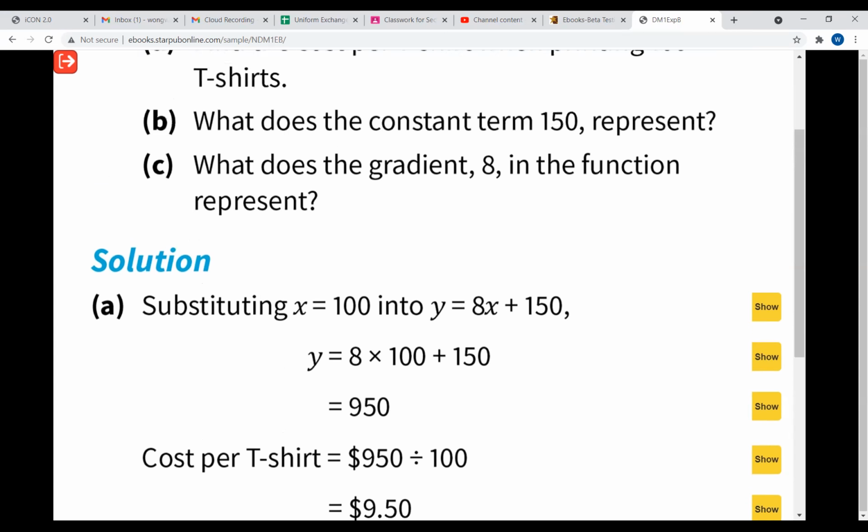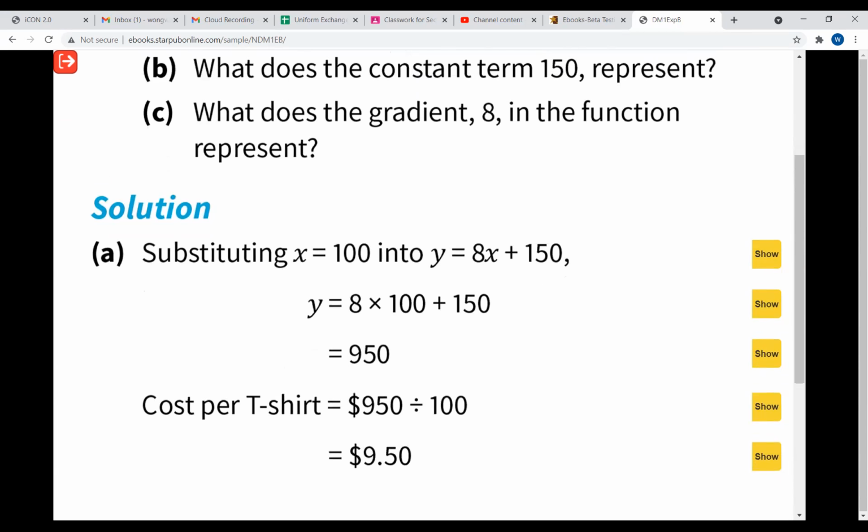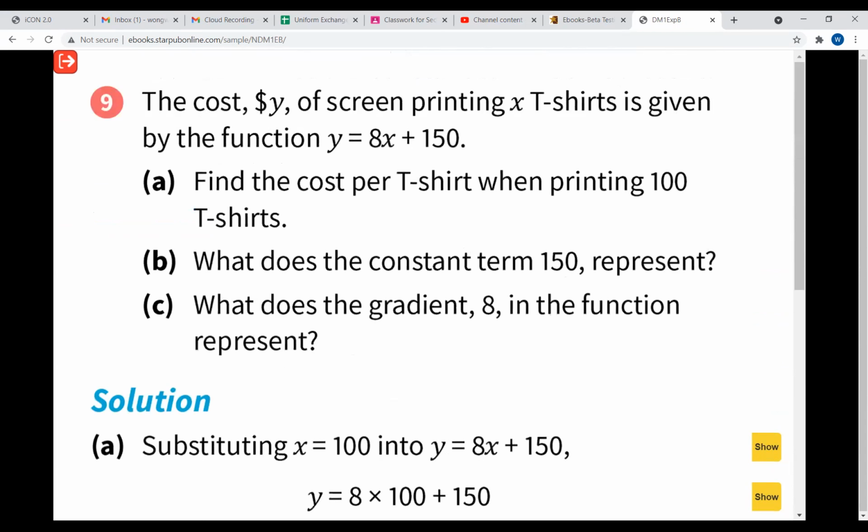Part B. What does the constant term 150 represent? The constant term is the term that does not have x. What does it represent? That 150. If you print 0 t-shirts, how much do you have to pay? Do you really pay 0 when you print 0 t-shirts? Look at the equation. When x is equal to 0, what is the value for y? 150. When you print 0 t-shirts, based on the contract, you have to pay $150. Even if you print 0.